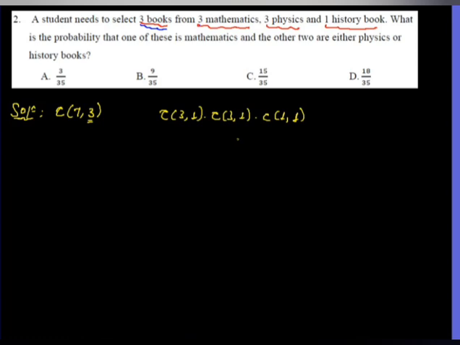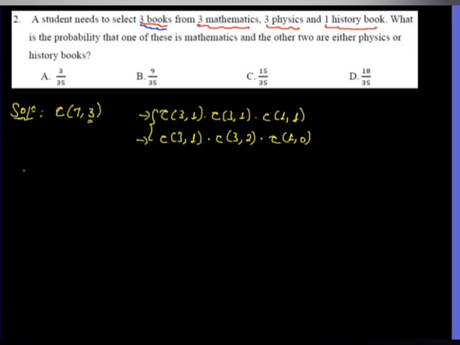Totally he will select 3 books. So this is one option. The other option is he will select 1 mathematics book and the other 2 are physics, meaning he can take 2 physics and no history. Generally, he will select 3 books. So these are the possibilities that he can select.